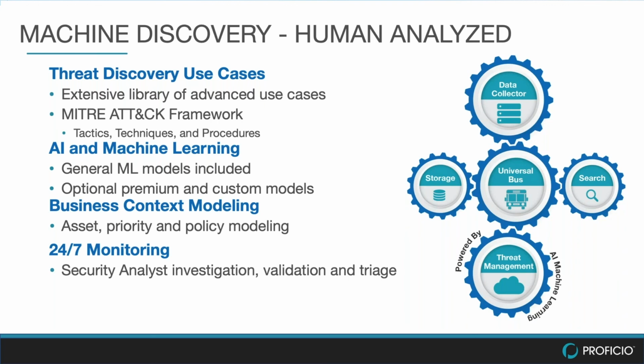We apply all of this with the business context so that we know what assets are critical within your organization, what are your policies, and what are your prioritization of events, so that we can make meaningful adjustments and investigations through our 24 by 7 monitoring to provide you the fastest possible and optimized information to take action within your organization to minimize your threat landscape.